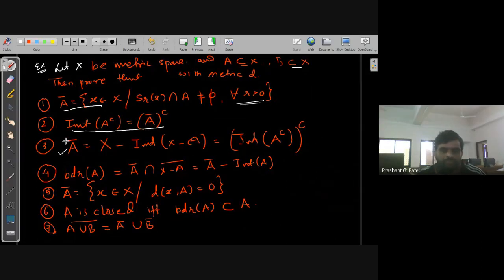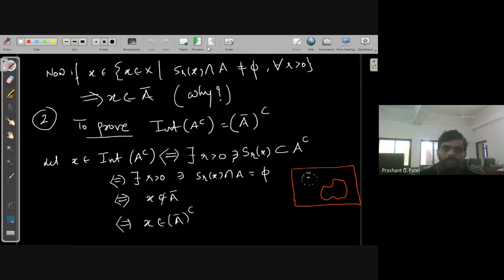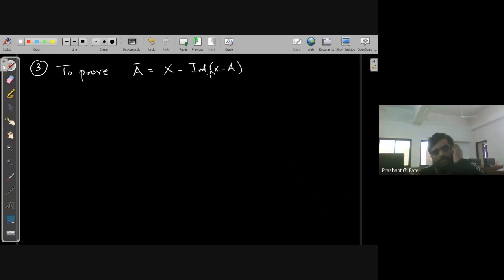How to prove the third statement? In a similar manner, you can do that. So let us write the third statement. The third statement says that we have to prove that A closure is X minus interior of X minus A. This is the problem.